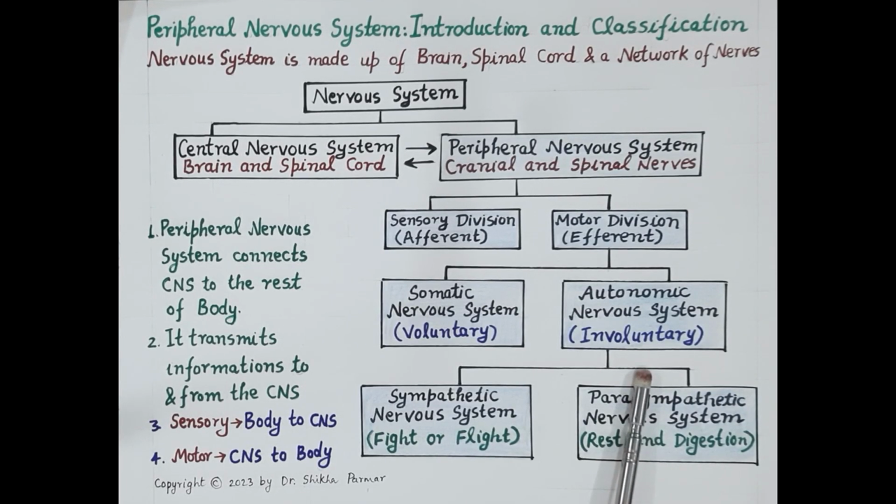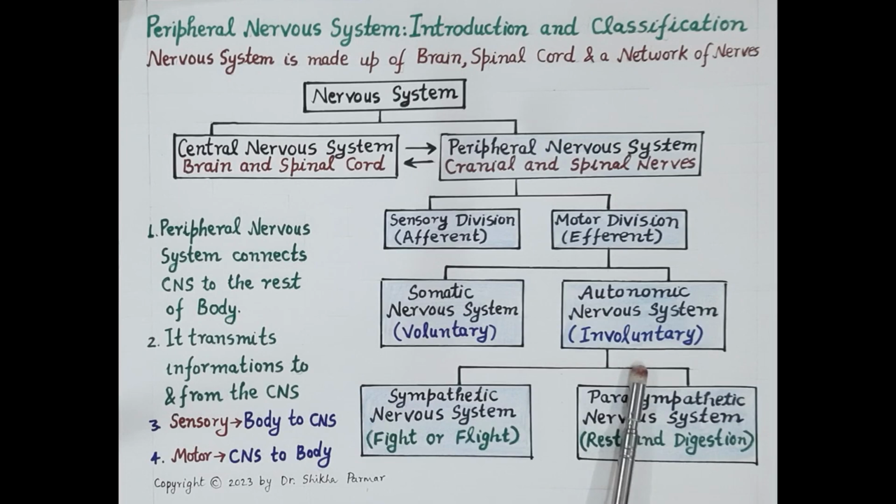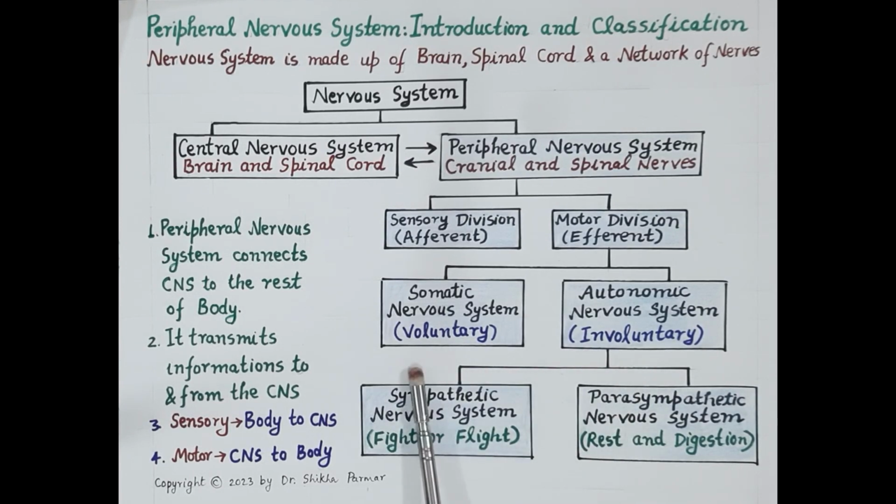So actions performed by smooth muscles like digestion of food in the stomach, then action performed by the cardiac muscles like pumping of blood by the heart, then secretion of let's say saliva by the salivary gland. These all functions are the involuntary functions. So in summary, actions performed by the smooth muscles, cardiac muscles and the glands are the involuntary actions, while the actions performed by the skeletal muscles are the voluntary actions.